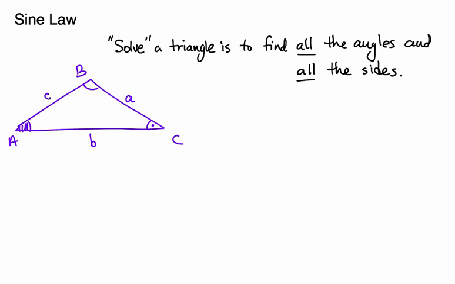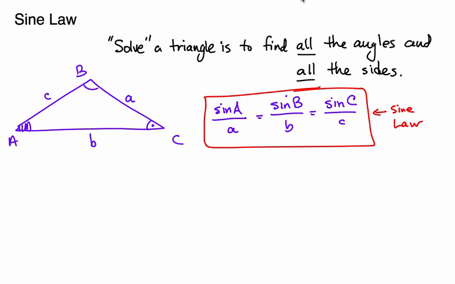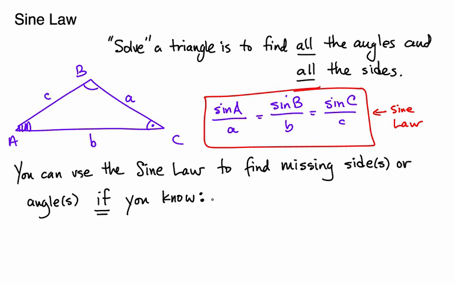And it turns out that there's an equivalent ratio between angles and their opposite sides, such that if you took the sine of angle A and compared it to the side length of A, it would be exactly the same as if you took the sine of angle B and compared it to B, and that's exactly the same ratio as sine of angle C compared to side C. And this is known as the Sine Law. And the Sine Law is useful in solving certain triangles. And you can use this Sine Law to find missing sides or angles, but only if you know certain things.